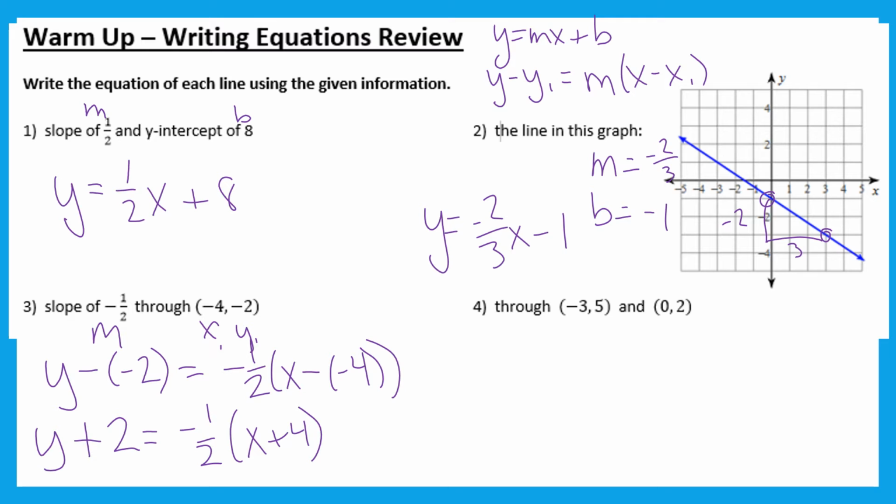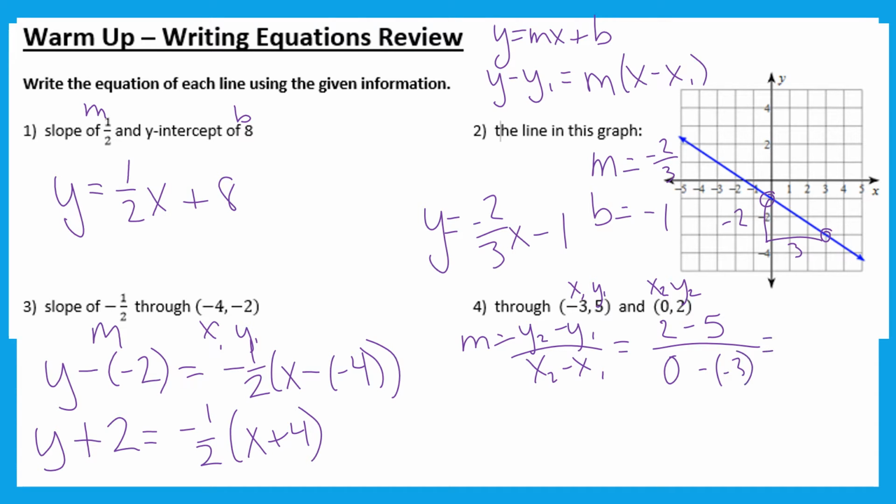On number 4 here, they give me two ordered pairs. So I'm going to go ahead and find the slope. So I'm going to use that y2 minus y1 over x2 minus x1. So if I label my ordered pairs here, there's point 1, there's point 2, and now I can do the math. So I have 2 minus 5 over 0 minus -3. So I have -3 over +3, which is -1.